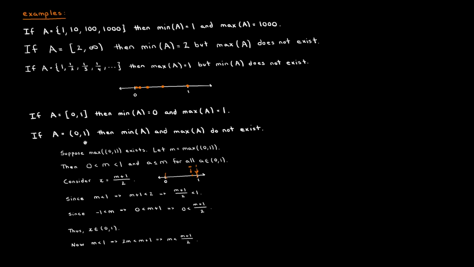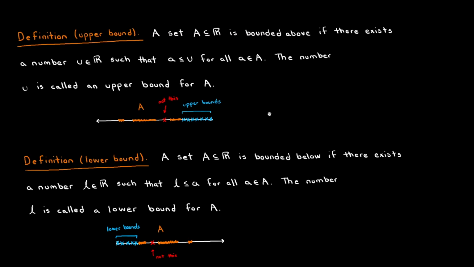And so to work towards this, let's see what happens if we remove the condition of being in the set. So what we get is something called upper bounds and lower bounds. The definition of an upper bound states that a subset A of the real numbers is bounded above if there exists a real number u such that u is bigger than or equal to everything in A. And this number u is called an upper bound for A.